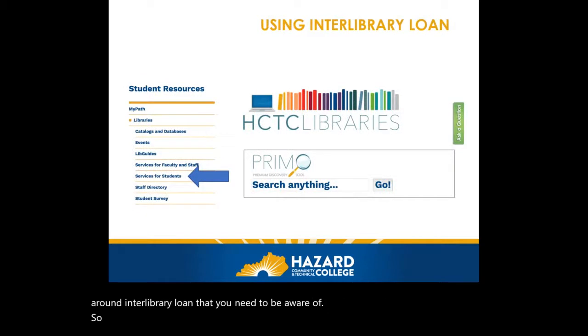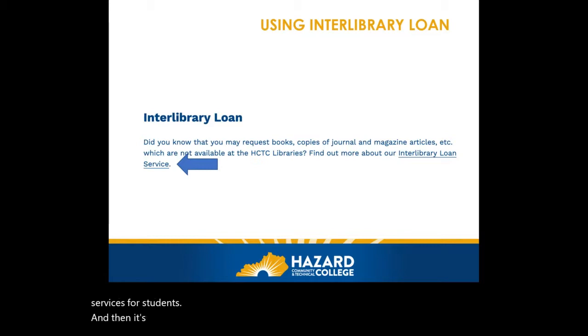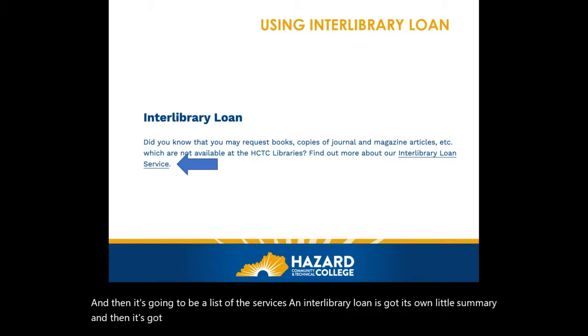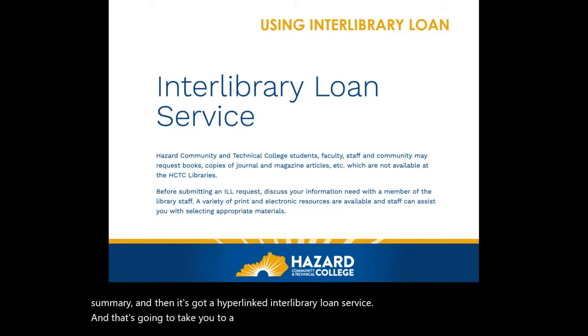So to find the form to request an interlibrary loan from our library webpage, you go to Services for Students. And then there's a list of the services, and interlibrary loan has its own little summary, and then it has a hyperlinked interlibrary loan service. That's going to take you to a form that allows you to submit the title and the information about the item that you need.